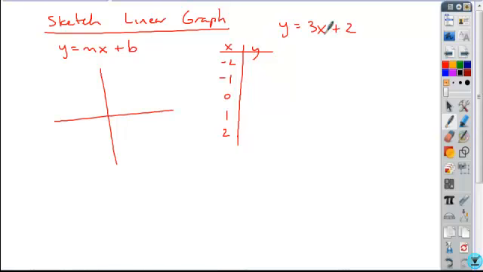So if you test in, let's say, 0 first. 3 times 0 is 0, plus 2 gives you a 2. So we could label the point 0, 2. And if we plug in a negative 1, 3 times negative 1 is negative 3, plus 2 is negative 1. So here we get negative 1, negative 1. And then you continue. So 3 times 1 is 3, plus 2 is 5, so 1, 5, and so on. And so you get this graph that you can now sketch from this.